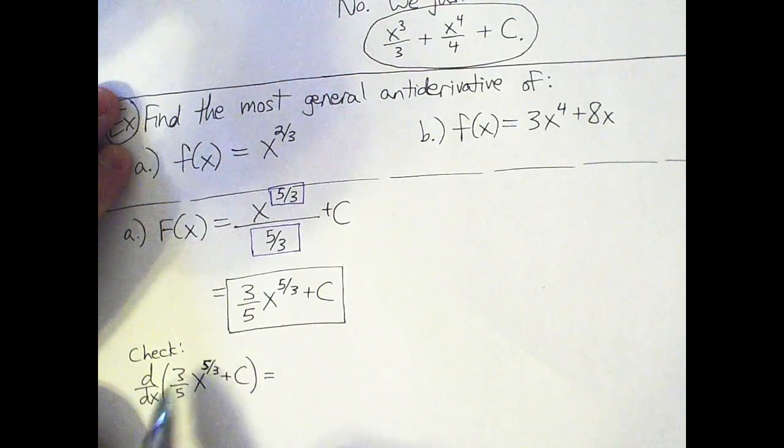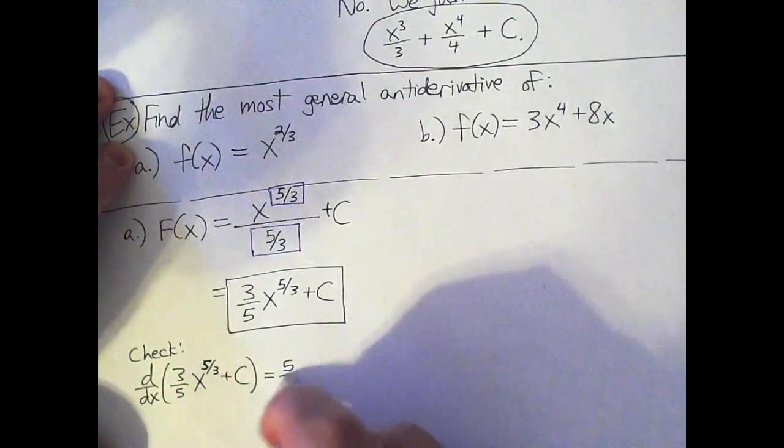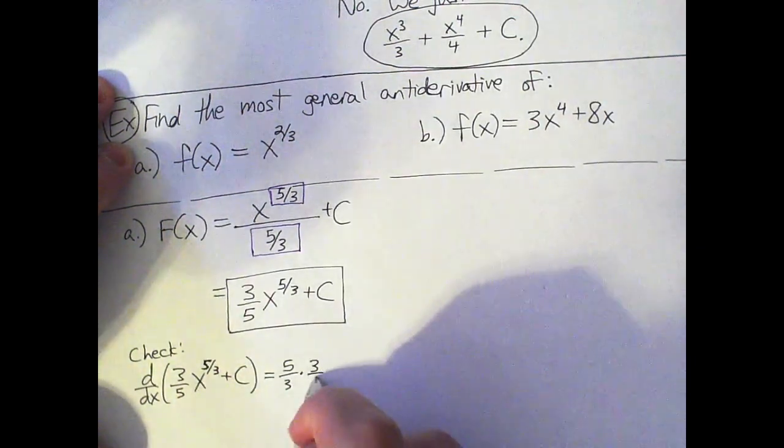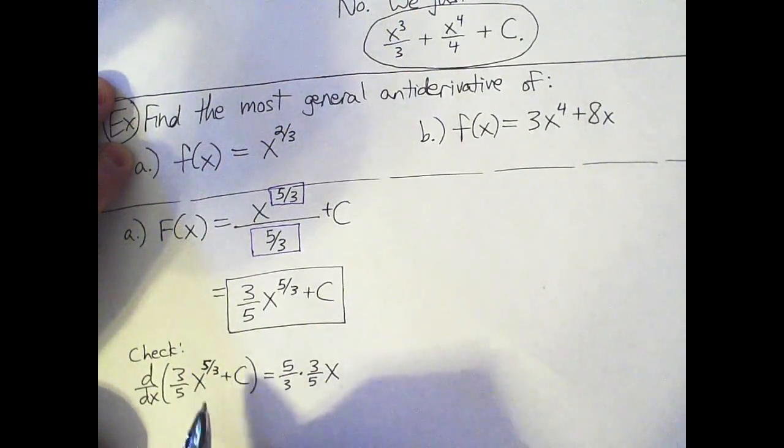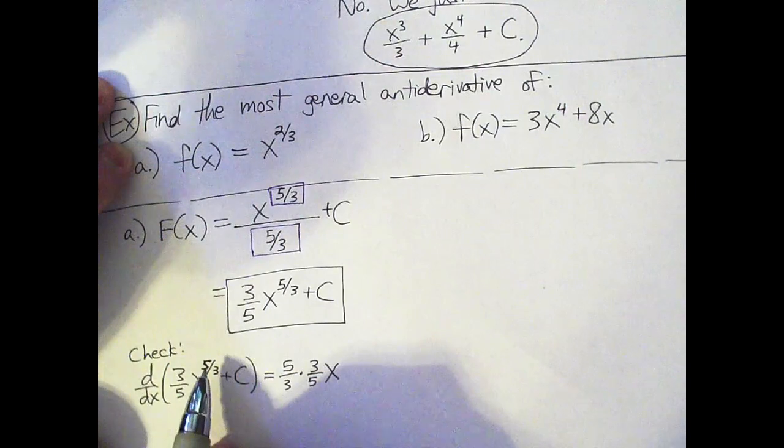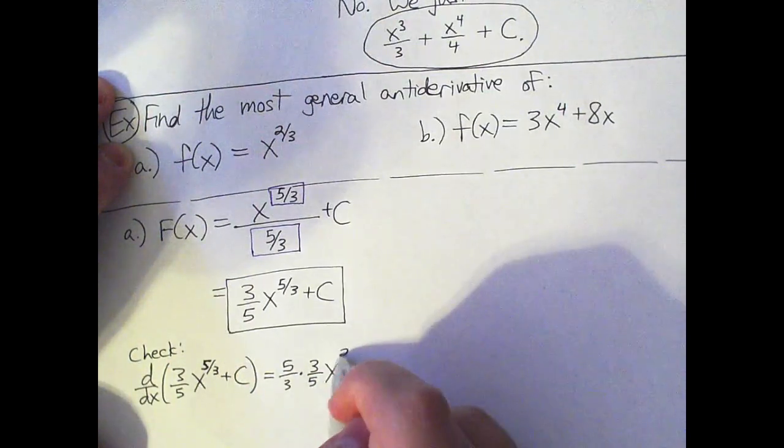I'm checking the answer. You would bring the 5/3 down out front. The 5/3 would get multiplied by the 3/5. That's already there. You would decrease the exponent by 1. So it would decrease 1 less than this is 2/3.